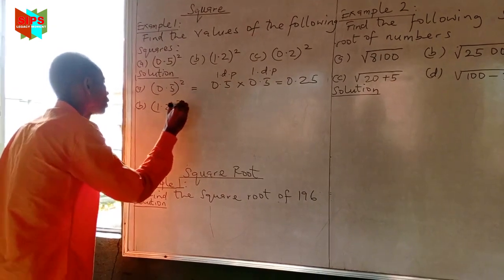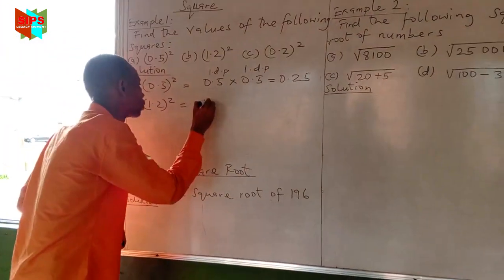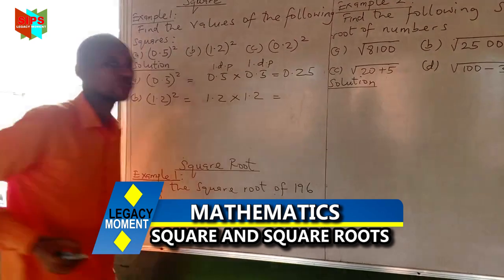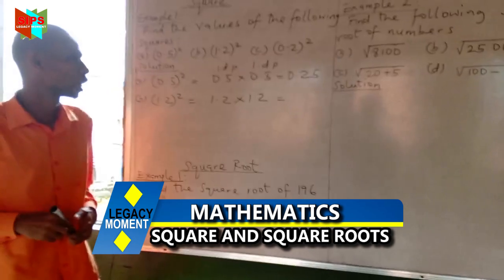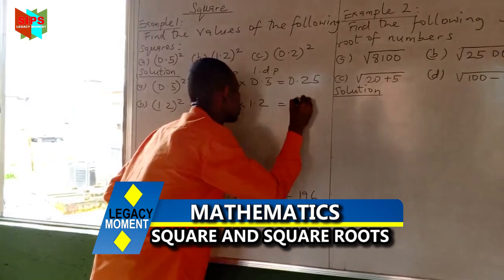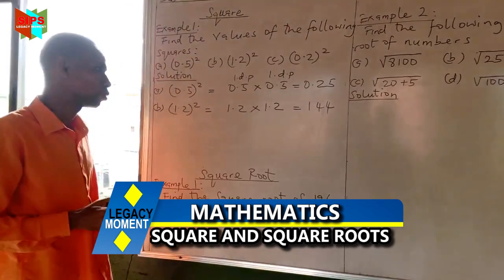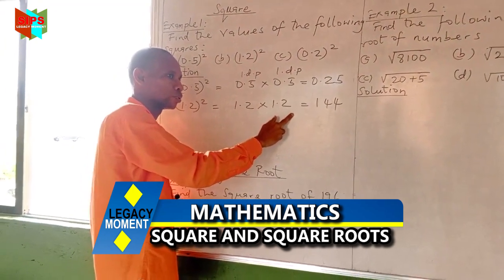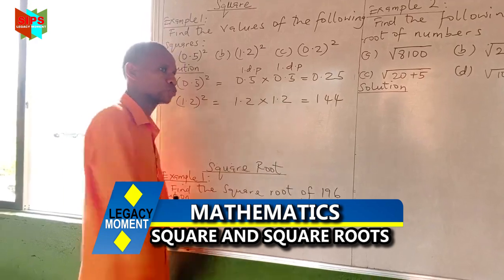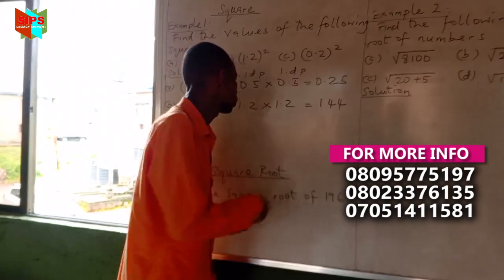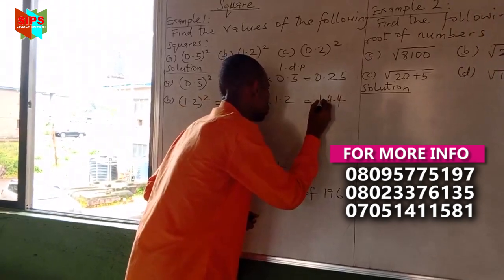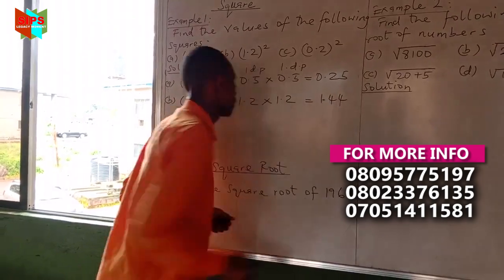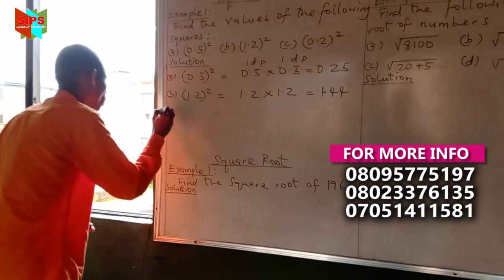1.2 squared. So we are having 1.2 times 1.2. 12 times 12 will give us 144. As usual, you put your 144. But mind you, this one is 1 decimal place, another 1 decimal place. 1 decimal place plus 1 decimal place will give us 2 decimal places. So we are having 1.44. You put your decimal point here. Alright? Let's take C.